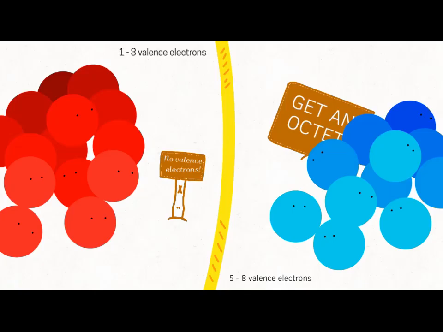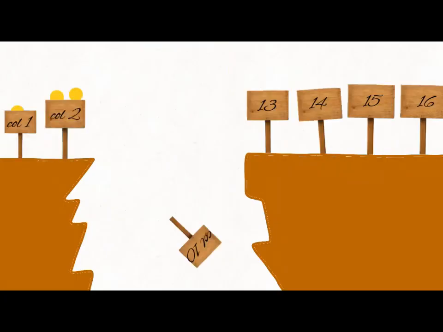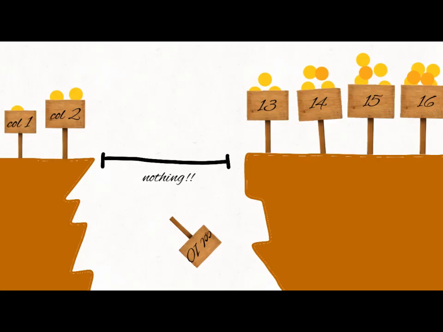You can find the amount of valence electrons using this method. 1 and 2 valence electrons in columns 1 and 2, and 3 to 8 valence electrons in columns 13 to 18. Not 3 to 8, 13 to 18.